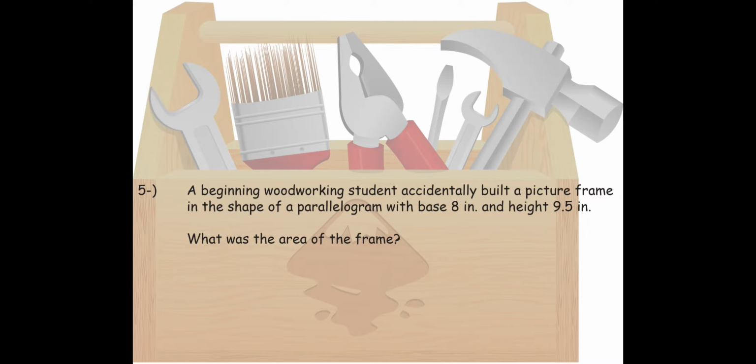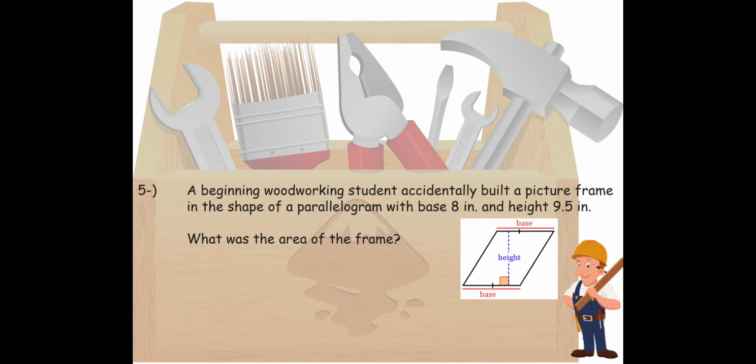Number 5, a beginning woodworking student accidentally built a picture frame in the shape of a parallelogram with base 8 inches and height 9.5 inches. So what was the area of the frame? So here we're looking for the area of a parallelogram, which is base multiplied by height. So the base is 8 and the height is 9.5. So 8 times 9.5 gives me 76 inches squared.